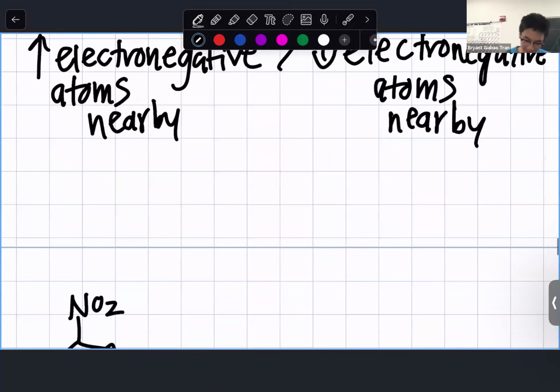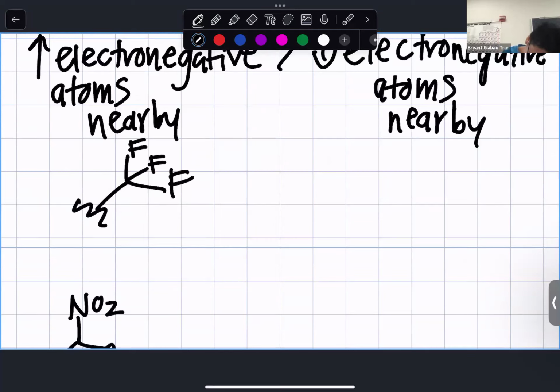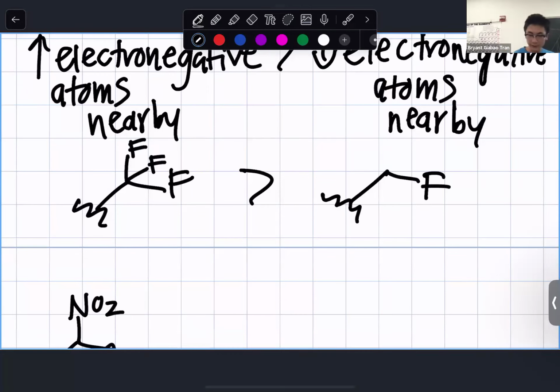An example would be something like this. Let's say we have a carbon bonded to 3 fluorines compared to a carbon bonded to 1 fluorine. The carbon bonded to 3 fluorines has a bigger partial positive charge than the carbon with only 1 fluorine. Since it has a bigger partial positive charge, it's a stronger EWG because it wants to withdraw electrons more than the other carbon.